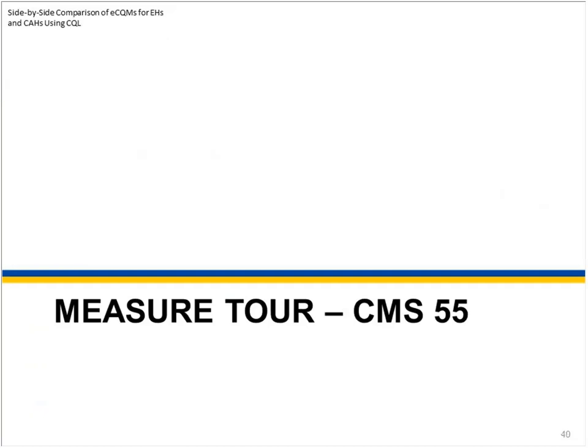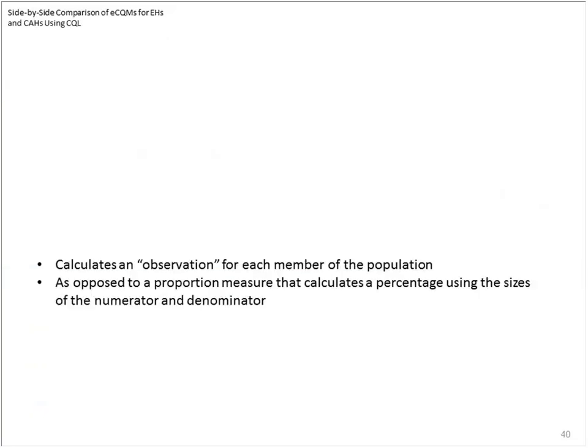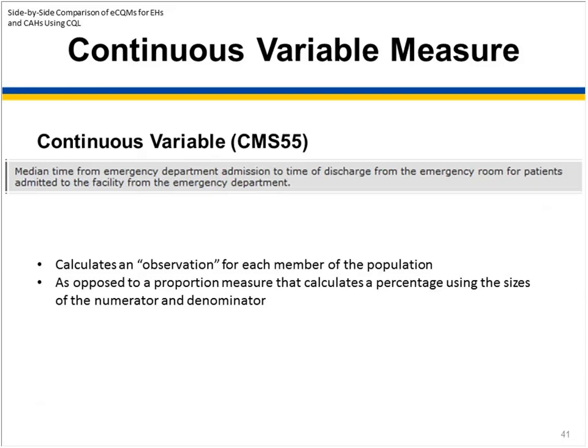All right, so that was 104. We're going to look at 55 now. So this one is a continuous variable measure. Median time from emergency department admission to time of discharge from the emergency room for patients admitted to the facility from the emergency department. So this is going to calculate an observation for each member of that population, as opposed to a proportion measure that calculates an overall percentage using the sizes of the numerator and the denominator.